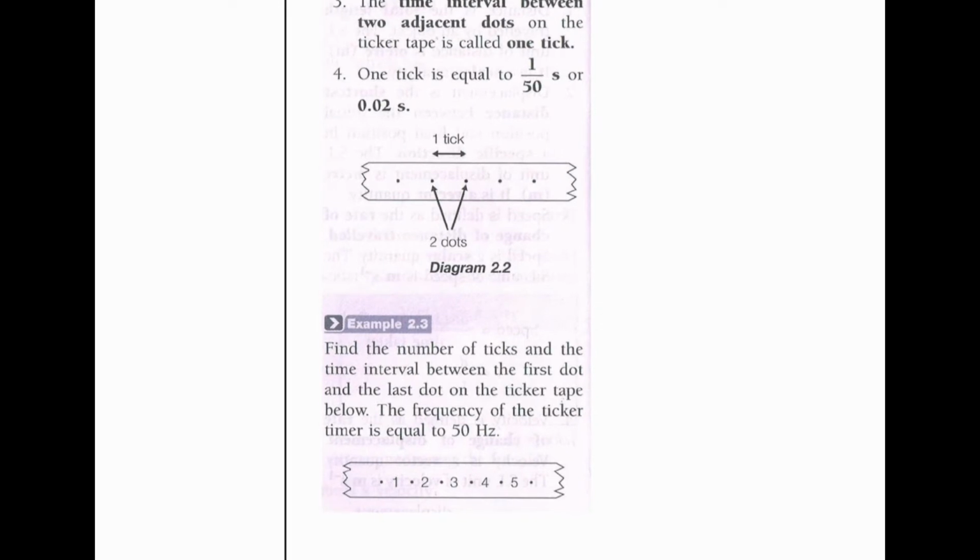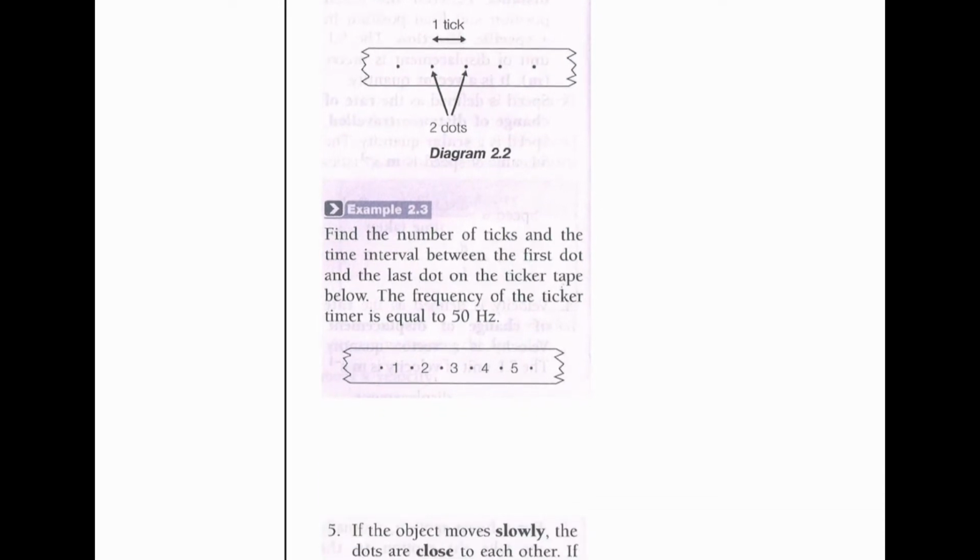Now let's see an example. Find the number of ticks and the time interval between the first dot and the last dot on the ticker tape below. The frequency of the ticker timer is equal to 50 Hertz. So what is meant by 50 Hertz? 50 Hertz means in 1 second, 50 dots are made. Okay, now we look at the ticker tape over here.